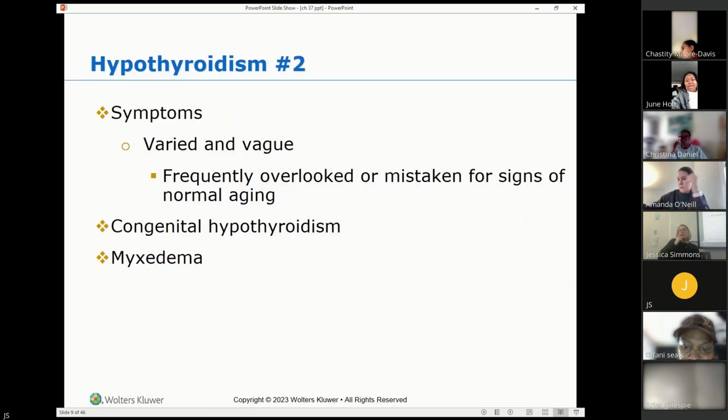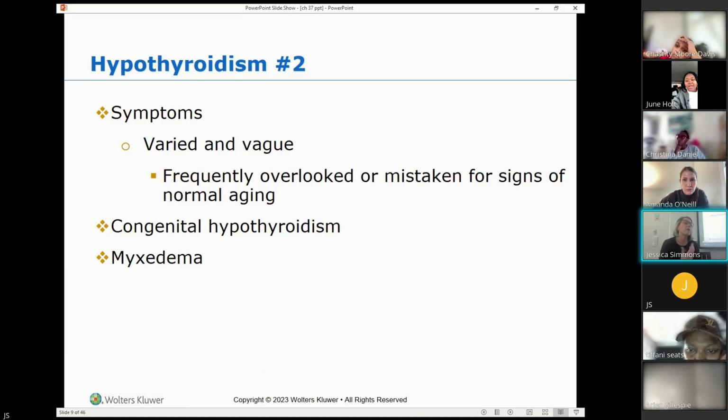So your symptoms are varied and vague. They're frequently overlooked or mistaken for signs of normal aging, which I believe is why physicians and nurse practitioners are so eager to say, let's check your thyroid. Back in the day, these were probably overlooked because they didn't realize how significant the thyroid hormone and thyroid gland were to every process in the body. So I think they're making up for it by blaming everything on the thyroid.